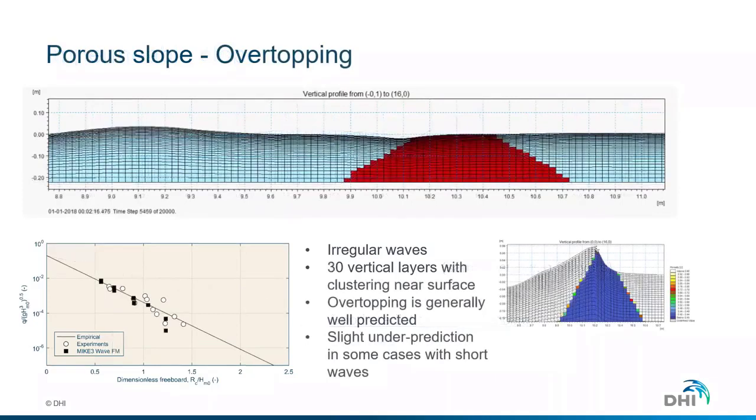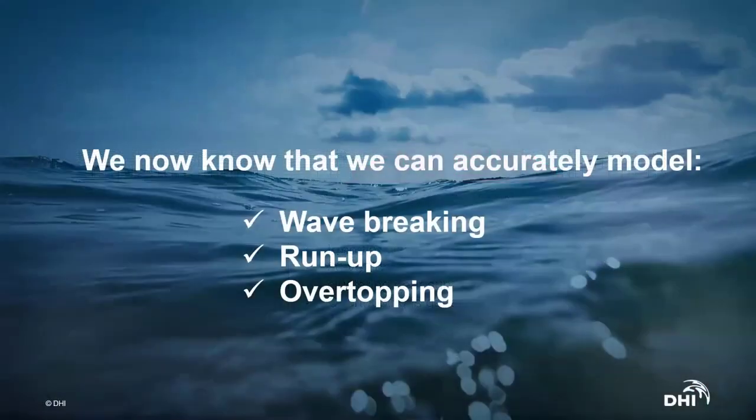Then we went on to a porous slope, and here we see performance is still quite good compared to the dimensionless freeboard and dimensionless overtopping discharge. Here we had increased the vertical discretization to 30 vertical layers. And we have a slight underprediction, of course, when we had short waves, which is to be expected, as these are quite difficult to model. So now we've seen that it is capable of resolving wave breaking, run-up, and overtopping.